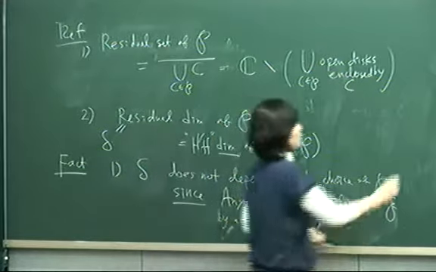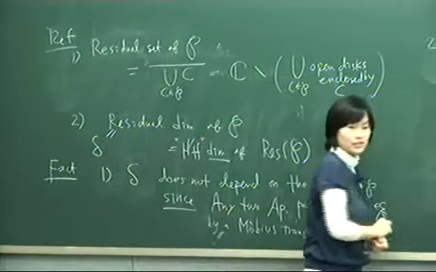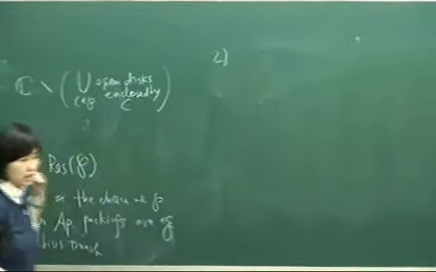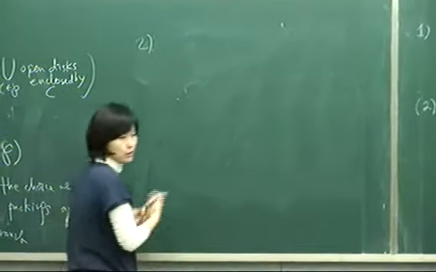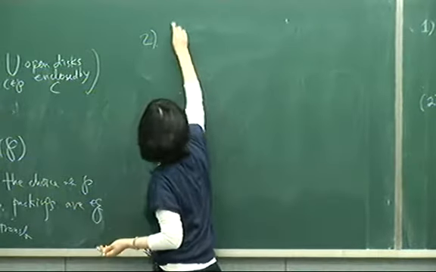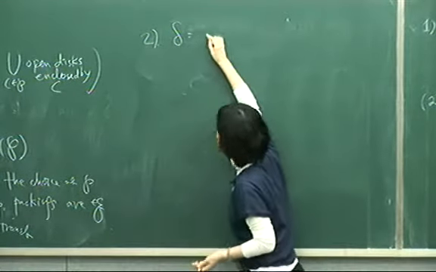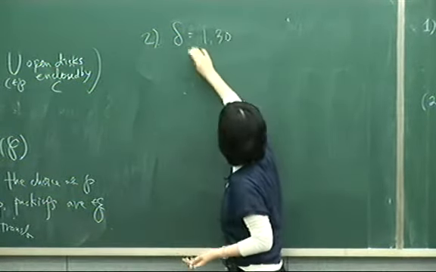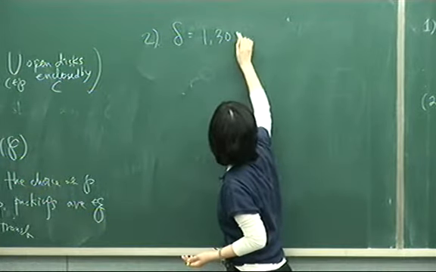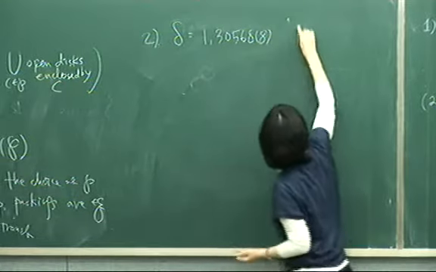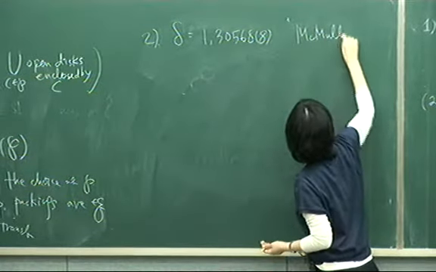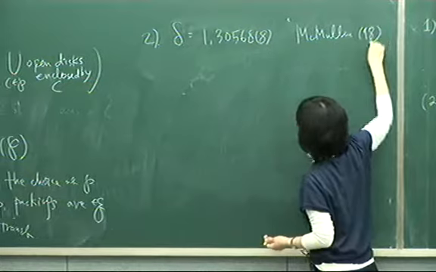So what is the precise number of this delta? It is not known. We know there is some number between 1 and 2, but the best record toward the exact number has been obtained by McMullen, who computed this to be approximately 1.30568, something like this. Okay. So here's the record. I think it's '98.